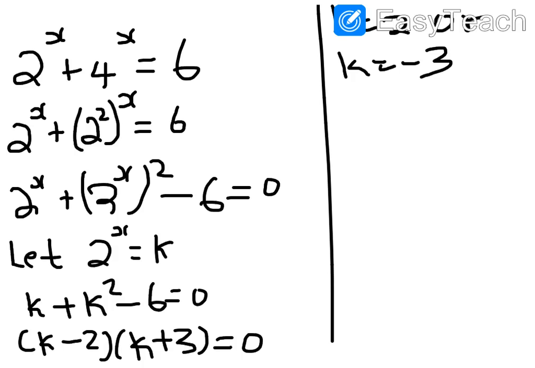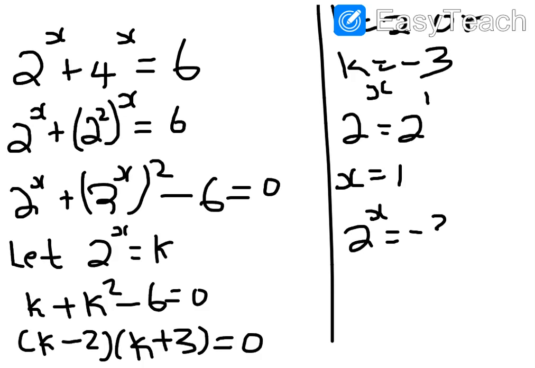So because we were told to solve for x, not solve for k, what we're going to do is that, because we have let 2 to the power x equal k and our k equals 2, 2 to the power x equals 2. And 2 is the same as 2 to the power of 1. Then we have two powers with the same base. We keep the base, we equate the exponents. And also we have 2 to the power of x equals negative 3, and this one we have no solution.